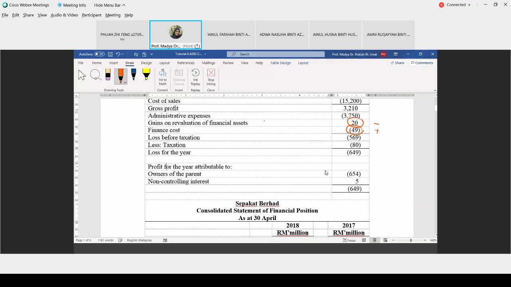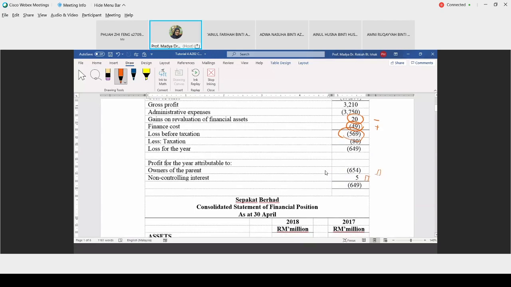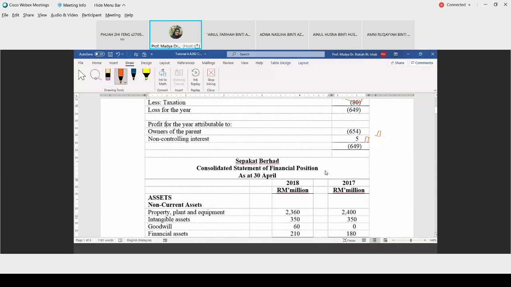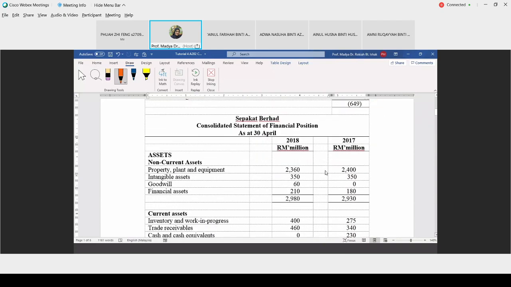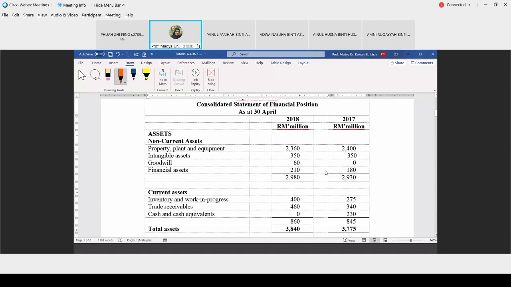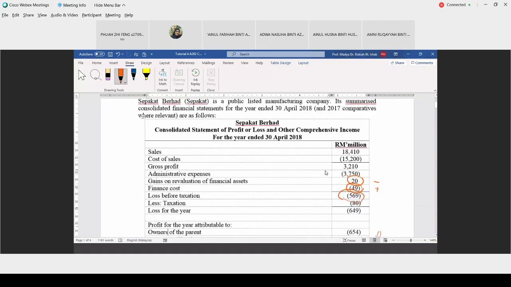Okay, and now in this company, we have a loss here. So 569 is a loss here, 569. Then you have a profit that is attributed to the NCI and also to the parent. NCI has a profit here, but for the parent, we have a loss. Okay, this is the asset that we have. Non-current assets, all the PPE, intangible, so all these assets.